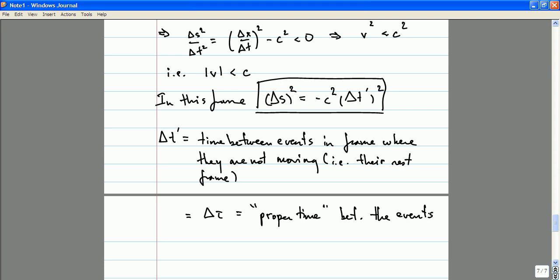And we don't ever even need to actually go ahead and find that coordinate system where the two events are at rest, because you could always start in any old coordinate system and compute the invariant interval between those two events. And if it's negative, you could just take the square root of minus delta s squared over c squared in order to find the proper time between the two events. The time between the two events in the frame where they are at rest.